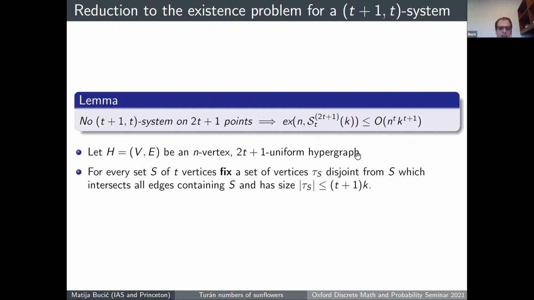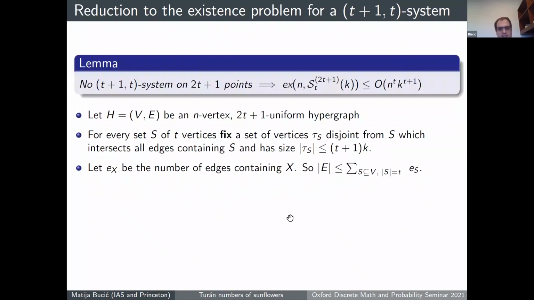So let me now clean up the slide a little bit. As I said, this is the only way in which we are going to use this balanced sunflower free condition. And in particular, I'm stressing here that we are fixing such a cover. There might be multiple covers which work, but I want to fix one for every subset S of T vertices. And from now on, this is going to be the cover of S, of the link hypergraph of S.